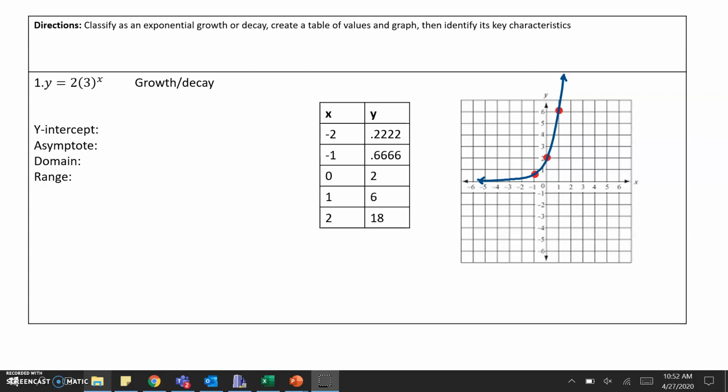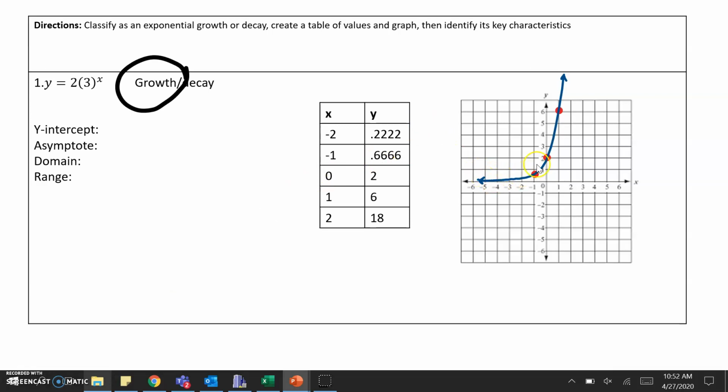Okay, so first thing I want to notice is this growth or decay. So let's look at the values. I have a times b to the x. That means that my a is 2, my b is 3. This b is greater than 1, which means that I'm multiplying by 3 every time. It's getting bigger, okay? So it is growing. I know that much. I'm going to circle that.